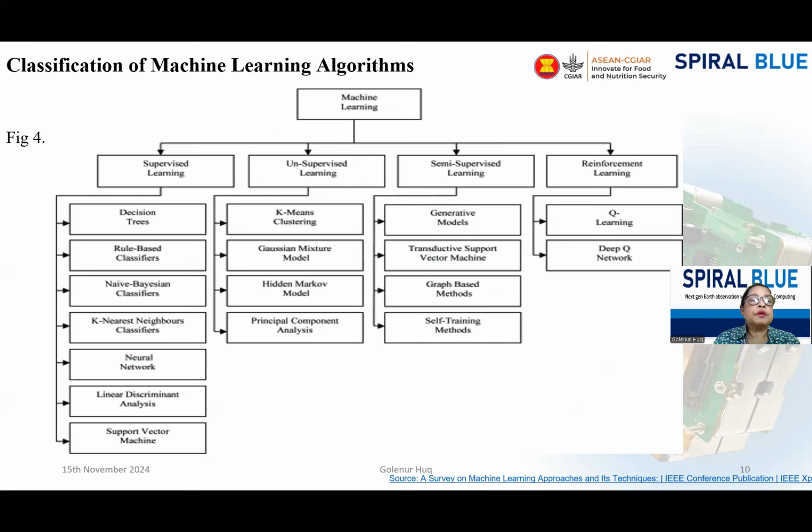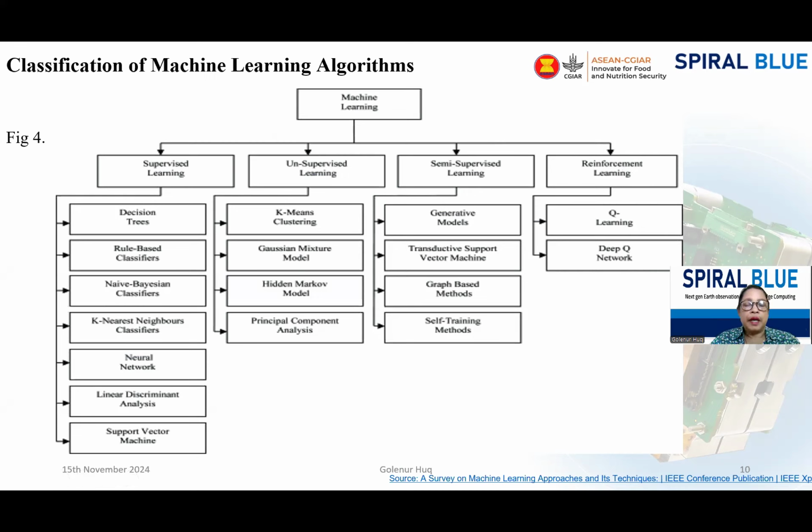Let's check out the classification of machine learning. You can see there are 4 types of machine learning: supervised learning, unsupervised learning, semi-supervised learning, and reinforcement learning.